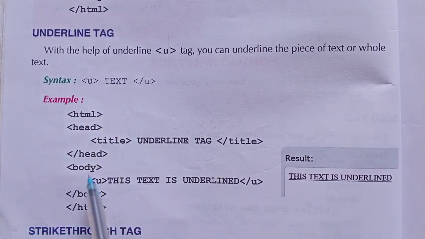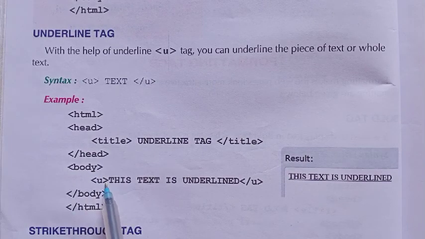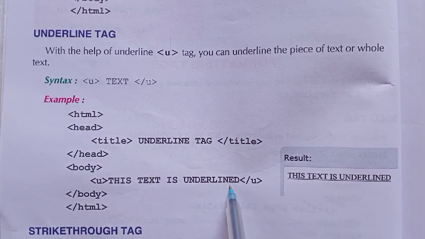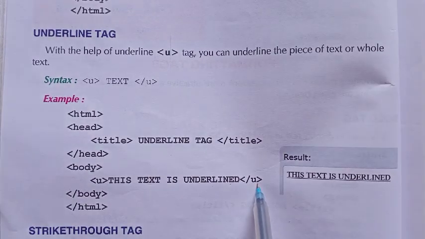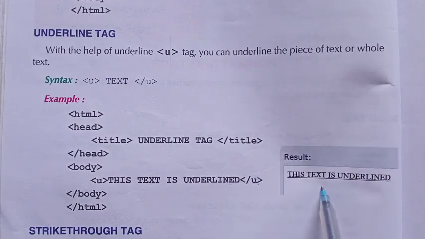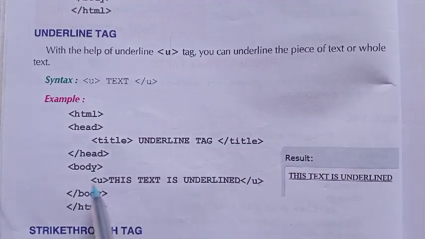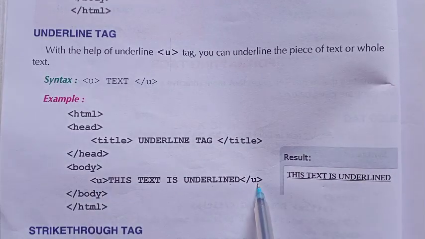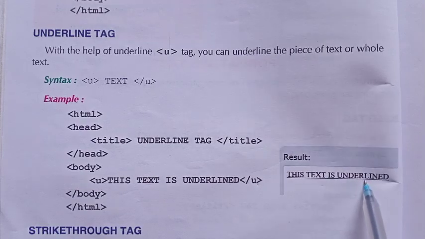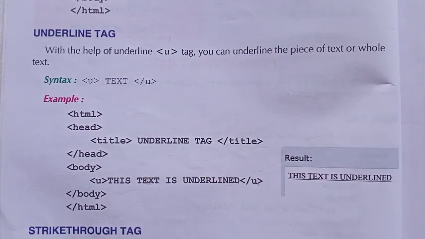You can see over here in the body we have written U. This is underlined. Close the U tag. So when you have written this is underlined and closed the U tag, now you can see the result. The text that was written between the U and the /U appeared as underlined. It has got an underline on it.